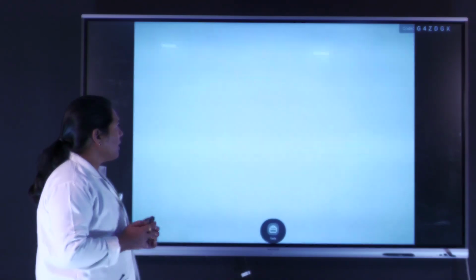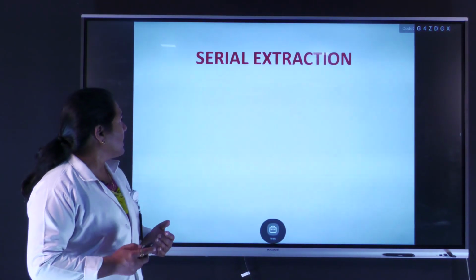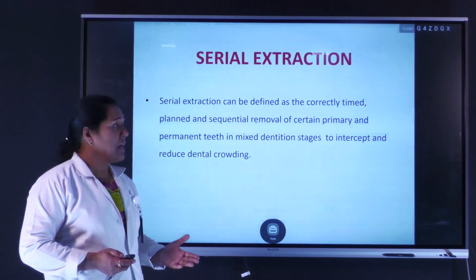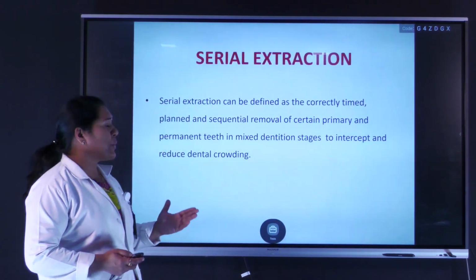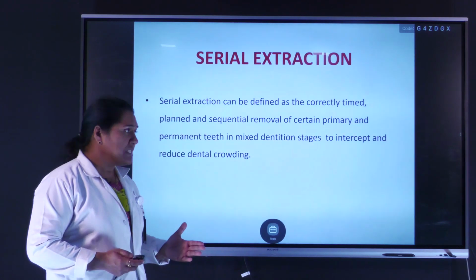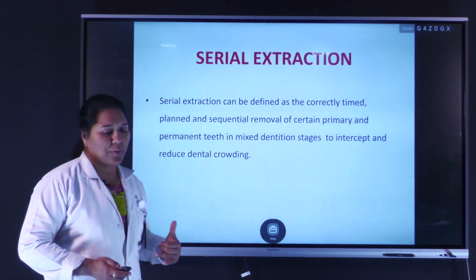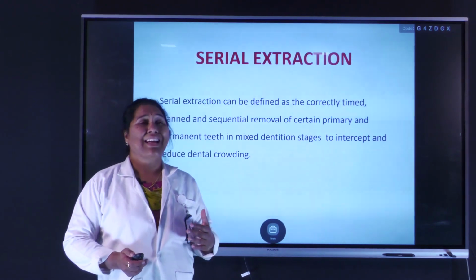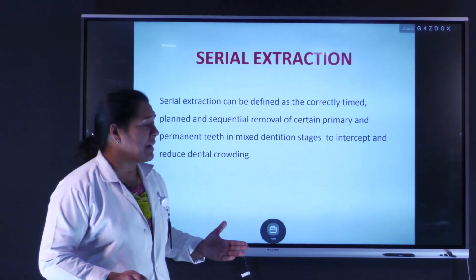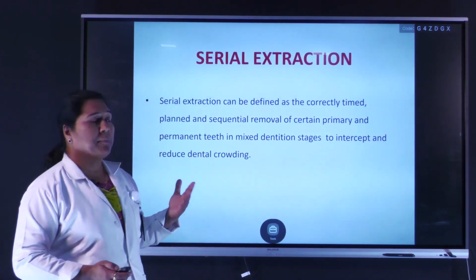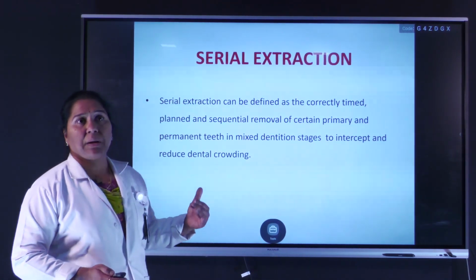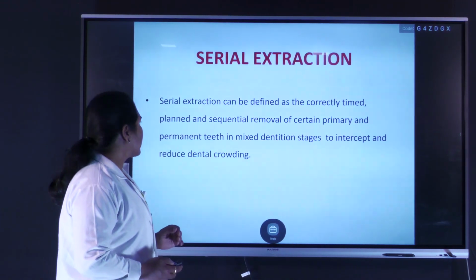Now we are going to discuss serial extraction. What is serial extraction? Serial extraction can be defined as a correctly timed, planned and sequential removal of certain primary and permanent teeth in mixed dentition stages to intercept and reduce dental crowding. So it is a planned way of removing the primary and permanent dentition teeth so that we can reduce the upcoming dental crowding. Okay, so this is called serial extraction.